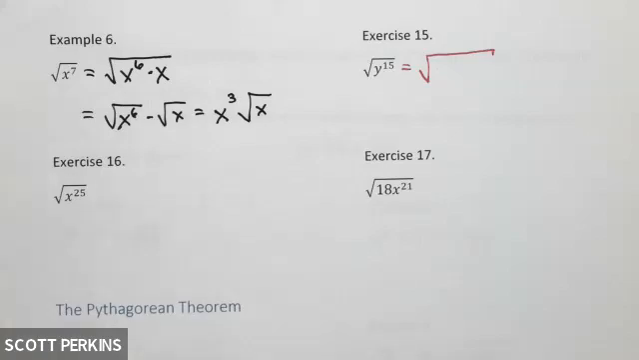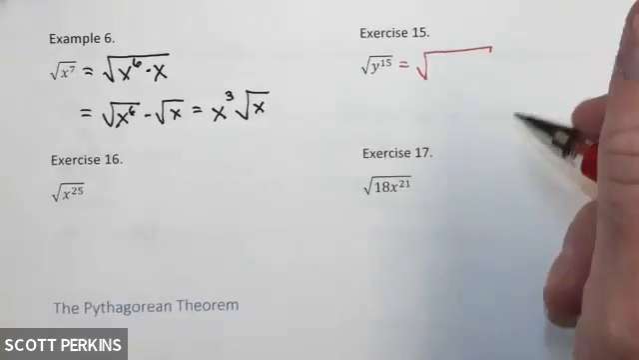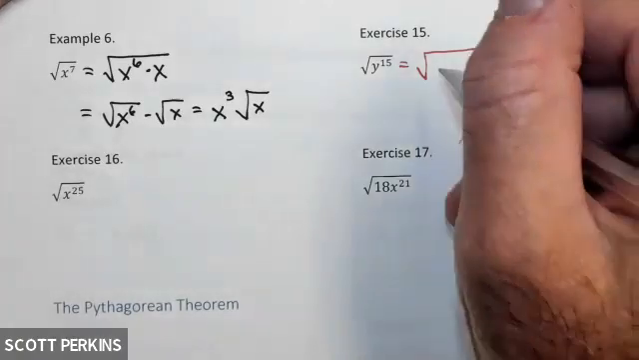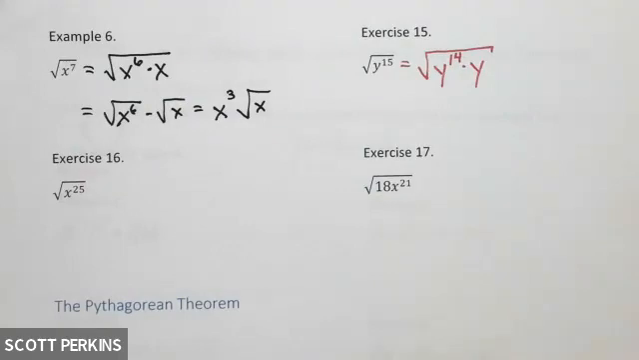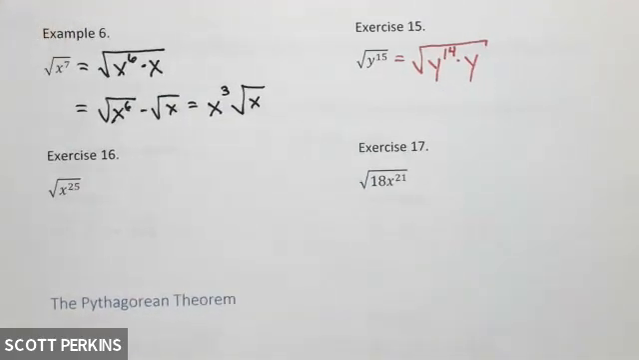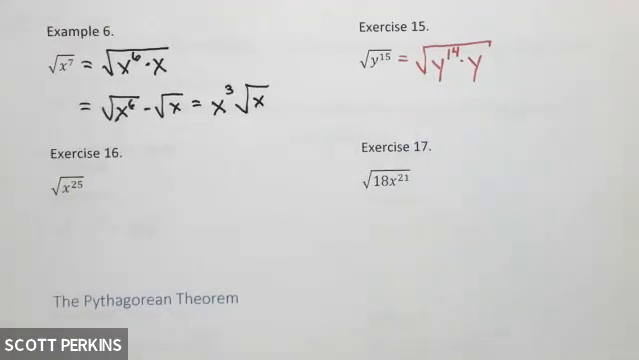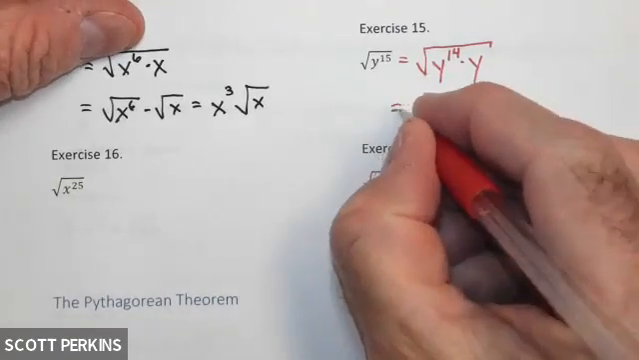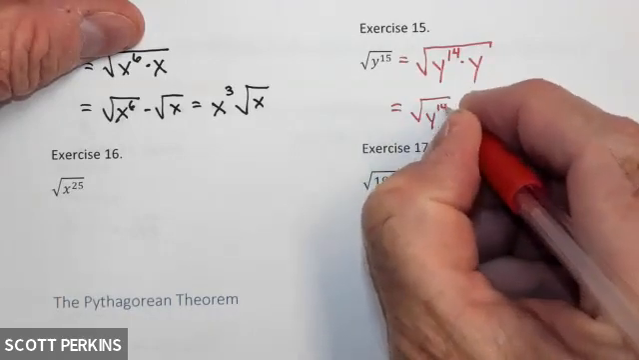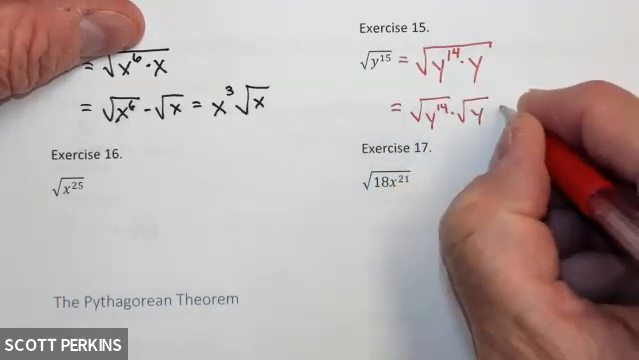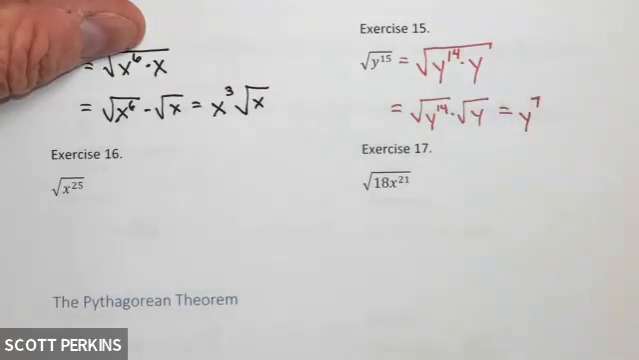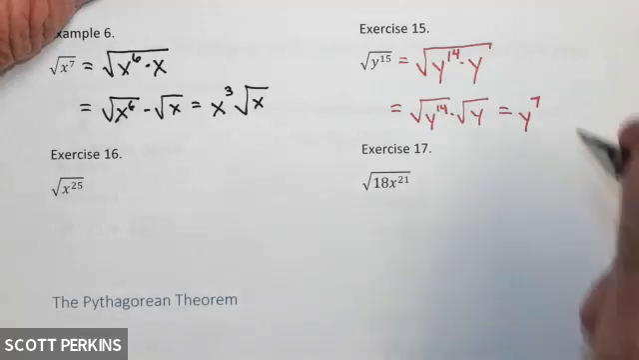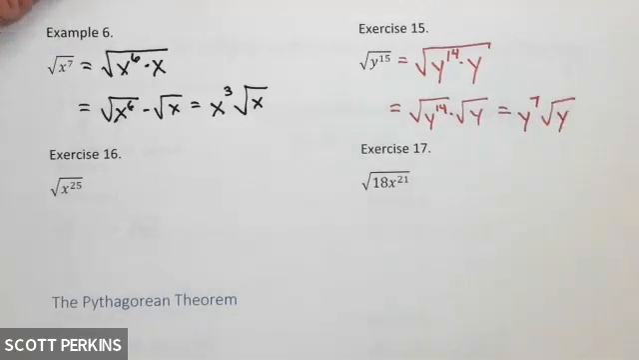When I rewrite what's under the radical, what did you do? I'm just going to write the y to the 14th first, but it's totally fine if you wrote it the other way. Y to the 14th times y. I took one of the y's and set it to the side so that I would have something with an even exponent. And now the product rule of radicals says I can consider these two things separately. So the square root of y to the 14th is y to the 7th. It no longer is under a radical because I performed the operation. And then the square root of y stays under the radical.